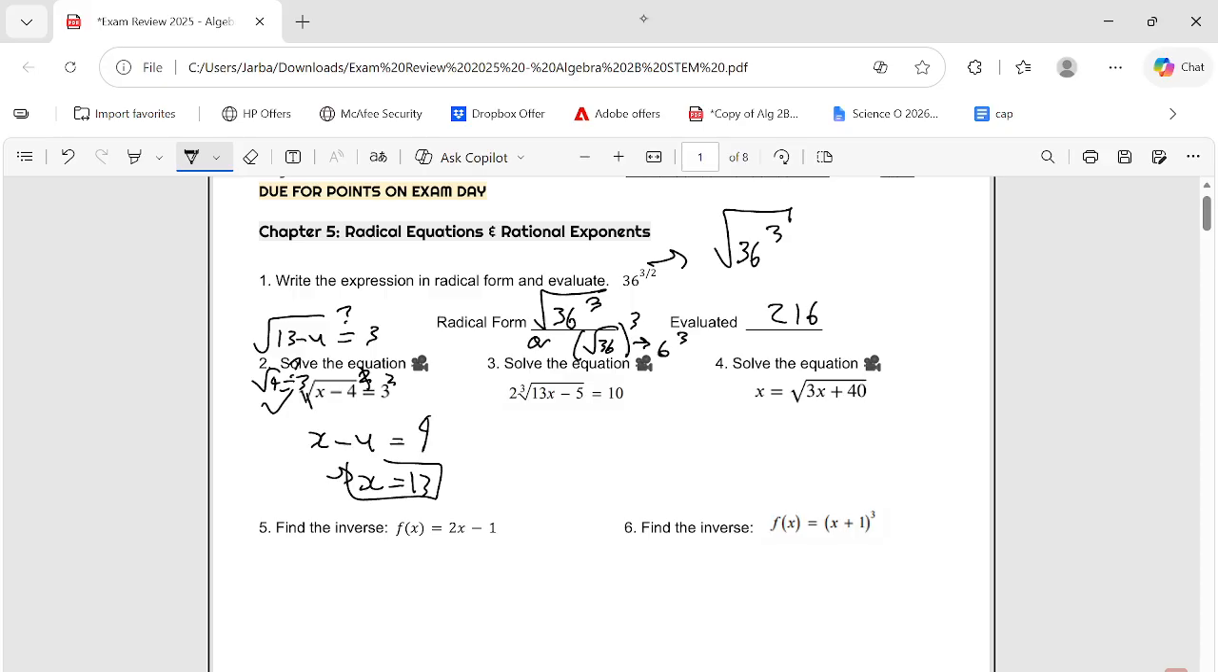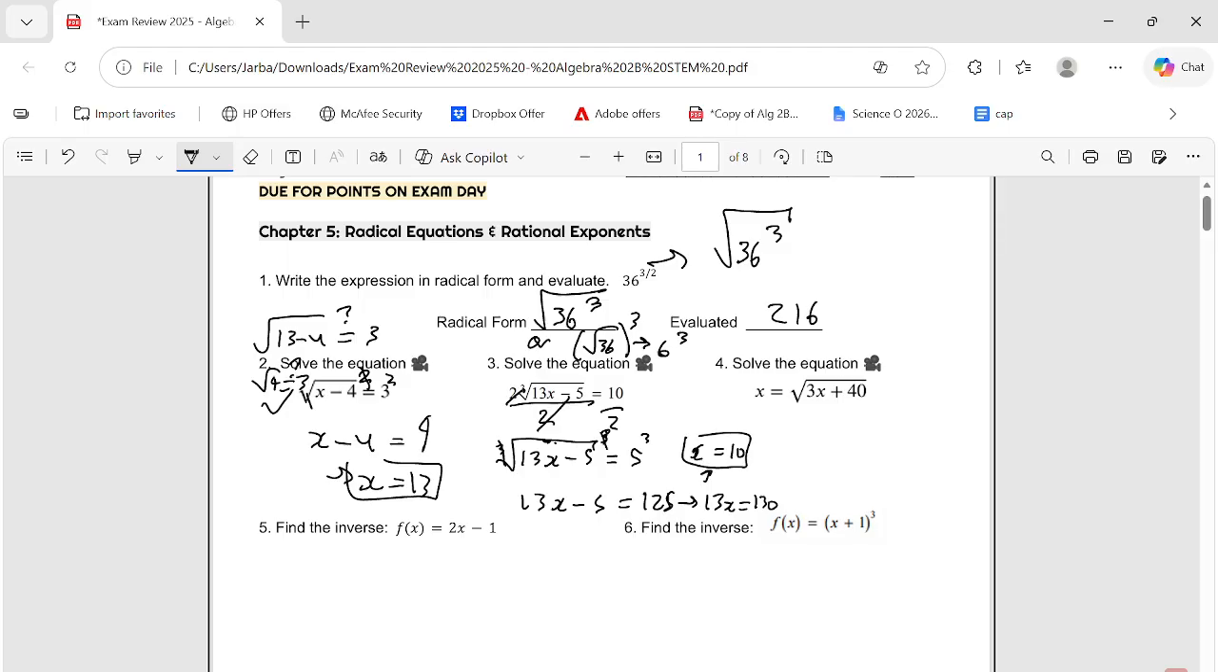Notice, we could cube both sides, but then we'd have to distribute that to both. I think it's easier to just divide by 2 first, so we can get the root by itself. So what you get is the cube root of 13x minus 5, since 10 over 2 is 5. Now we're going to cube both sides to undo that cube root. So you get 13x minus 5 equals 5 cubed, that's 125. That means 13x equals 130, which means x equals 10.